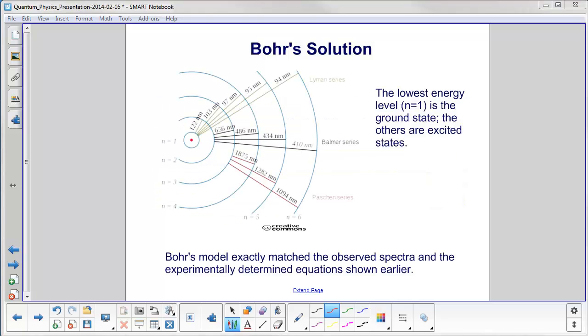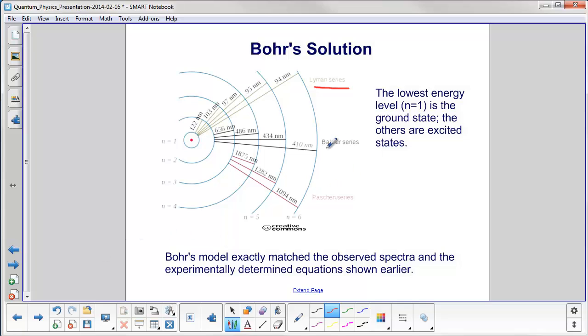Here's how the spectrum of hydrogen looks when we take the various orbitals. We have n equals 1, that's the ground state. n equals 2 is the first excited state. Now we have the Lyman series that has electrons going from higher energy states down to the ground state. These are the highest energy transitions, and those are in the ultraviolet range.